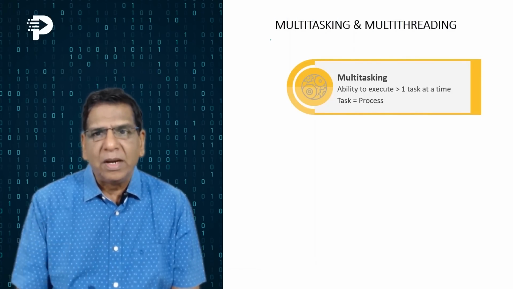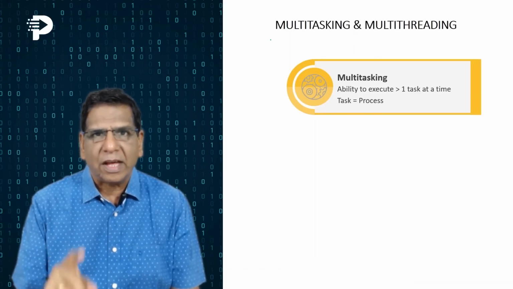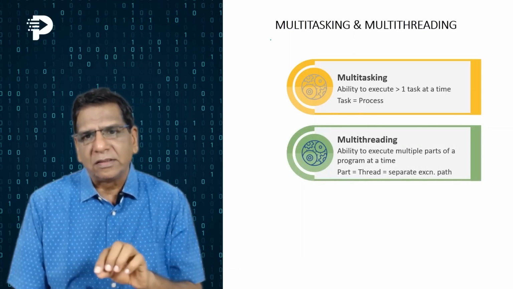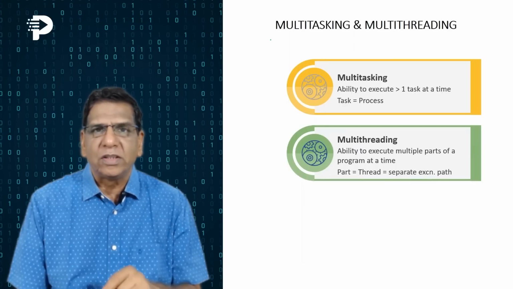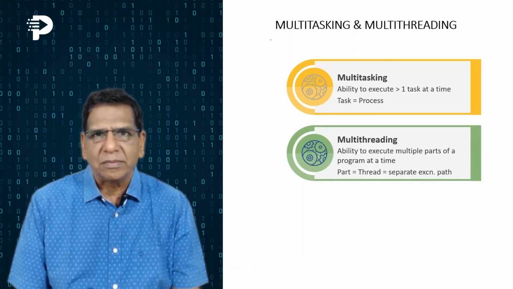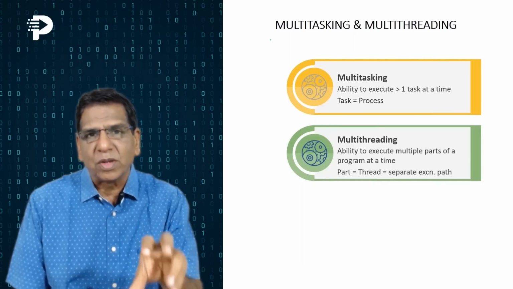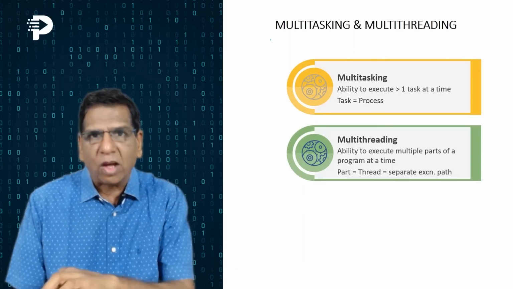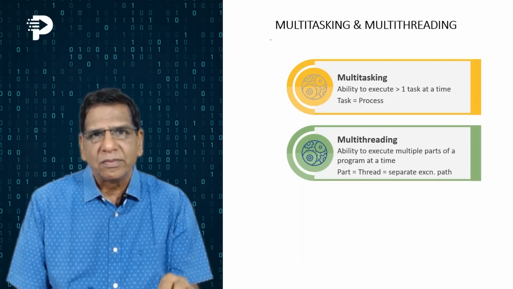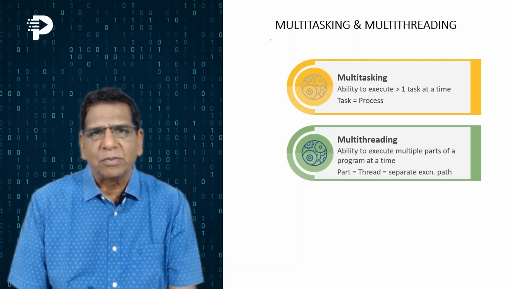Multitasking means the ability to execute more than one task at a time, where one task is nothing but a process. And against this, multi-threading is the ability to execute multiple parts of the same program at the same time or simultaneously. Each one of these parts of the program which is executing along with other parts is known as a thread, where a thread is nothing but a separate execution path within the program.